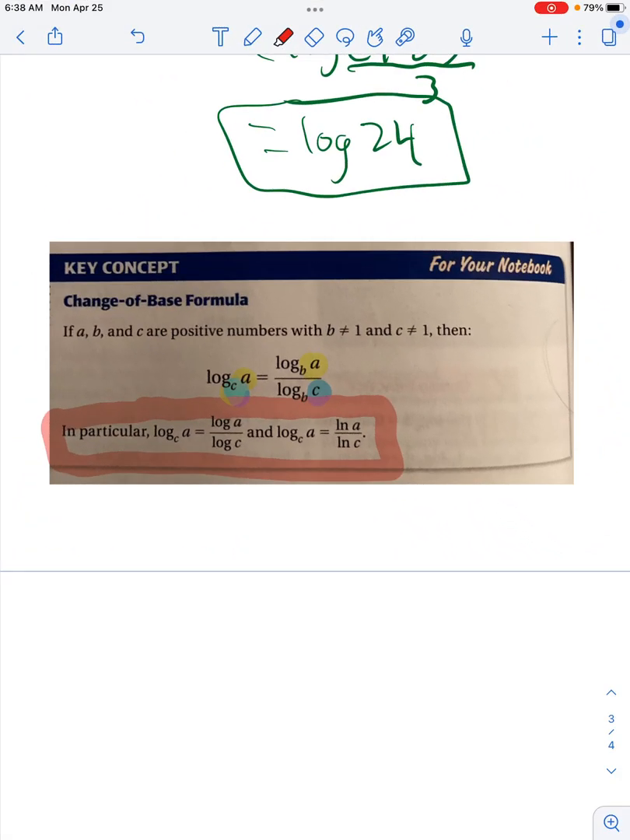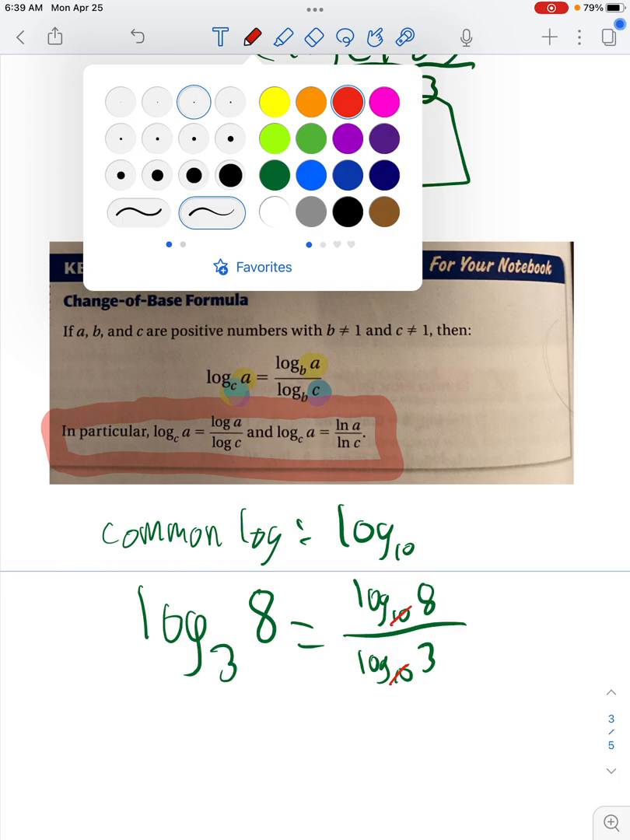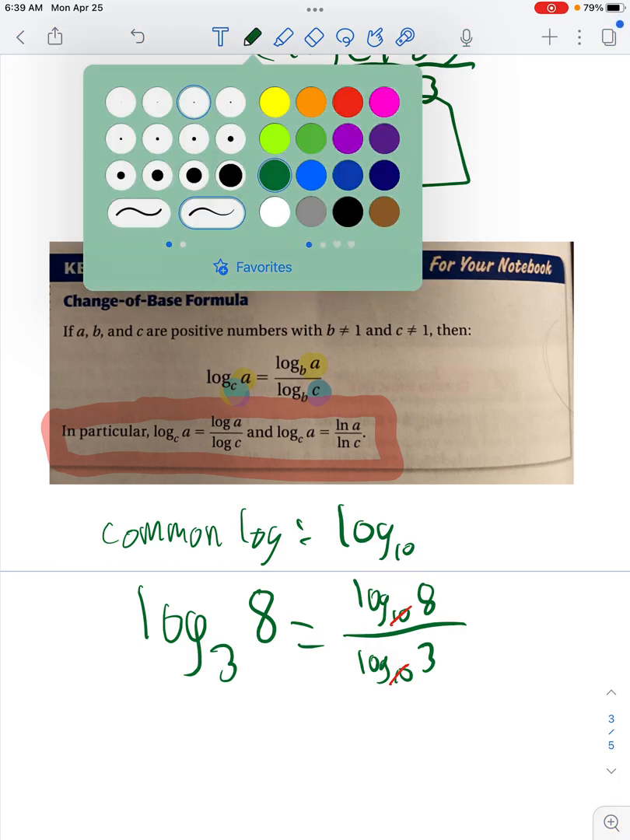So let's do an example. If we want to use a common log, so again, a common log is a log base 10, and we want to use our common log for the function log base 3 of 8, we would say, because we like everything to be base 10, log base 10 of 8 divided by log base 10 of 3. Again, you don't technically need to write the base 10 part. We assume if there's nothing written, it's base 10.